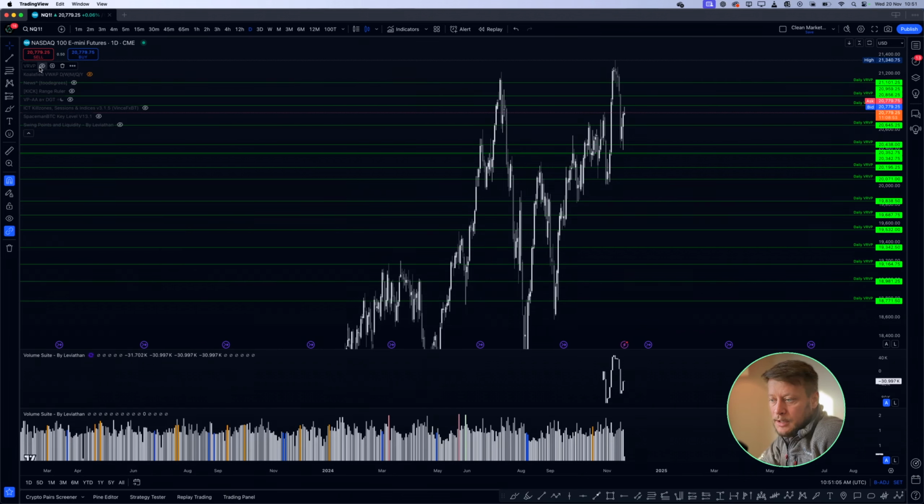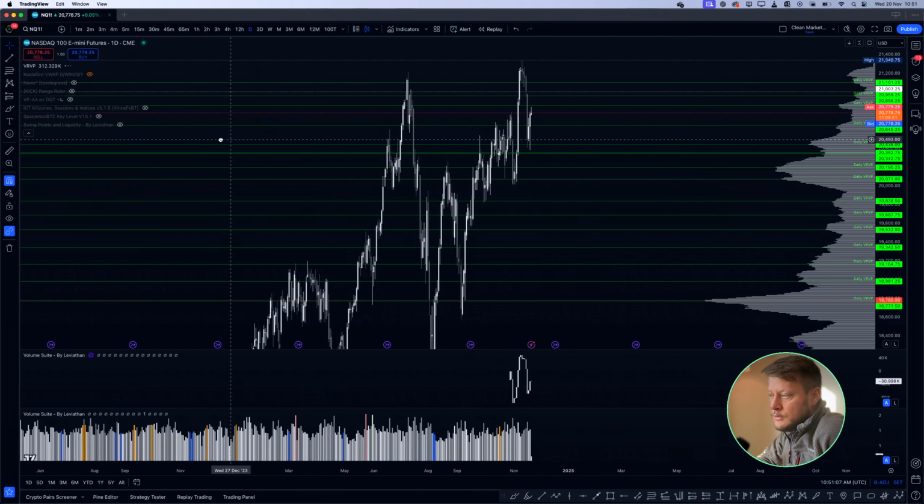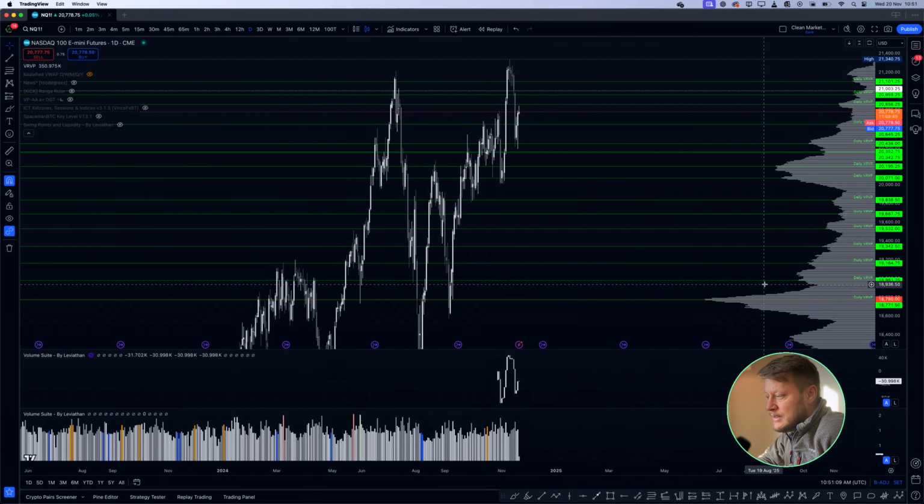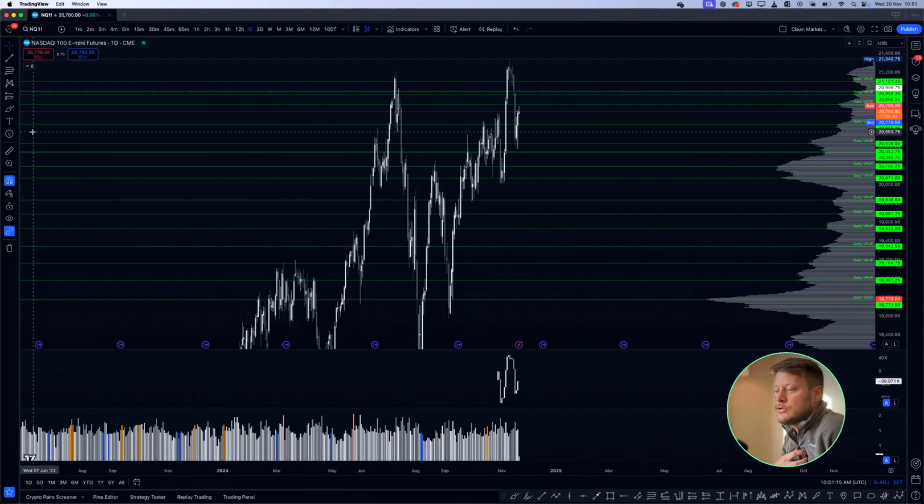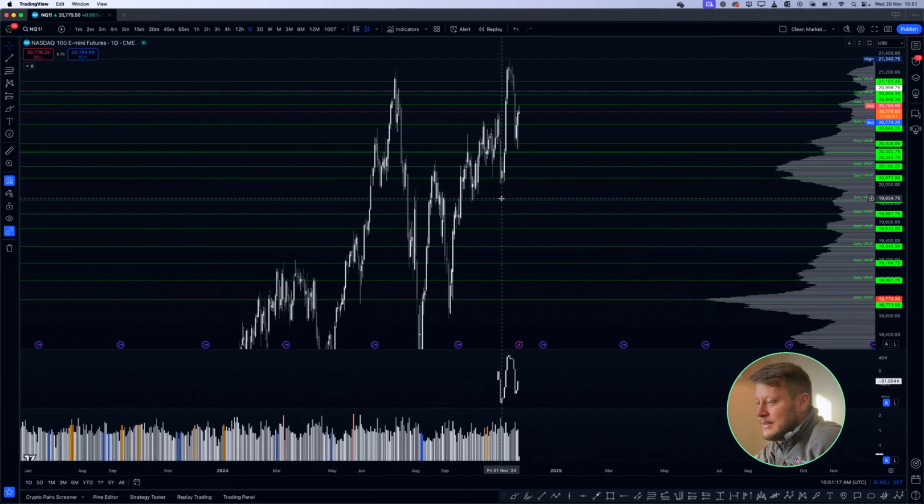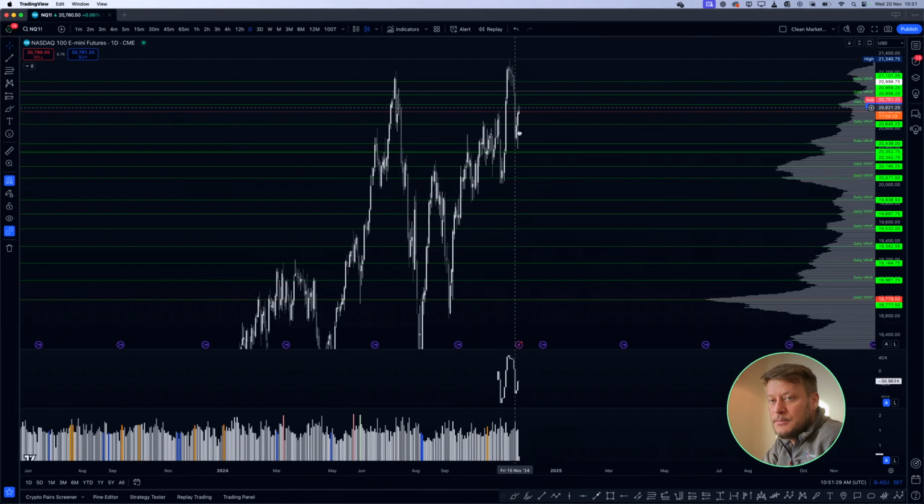But if I bring up my VRVP, what this gives me is spikes. These are areas on the chart where most volume is traded. And so what does that mean for us? Well, that gives me insight into where I expect price to get sticky and consolidate, where a lot more orders will come into the market. So generally what we find is price gets slippy in between VRVP lines and price gets sticky at VRVP lines.